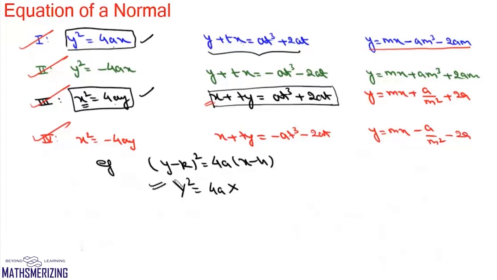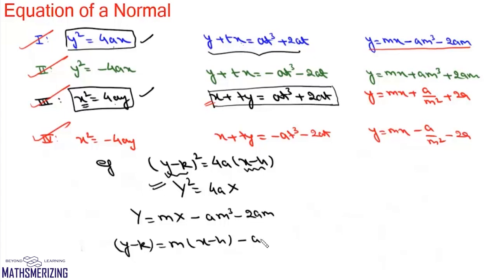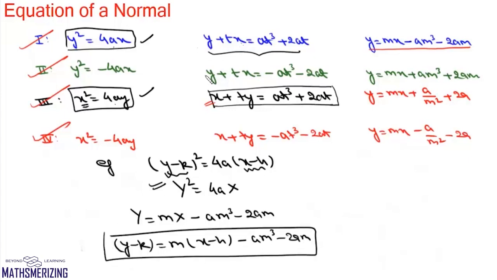Now for this parabola, we know that the equation of normal will be capital Y equals m capital X minus am³ minus 2am. Now in place of Y, we'll write y minus k, and in place of X, we'll write x minus h. So we'll write this equation as y minus k equals m(x minus h) minus am³ minus 2am. So from these general equations, we can write the equation of tangent and normal to parabolas whose axes are parallel to the x-axis or y-axis.